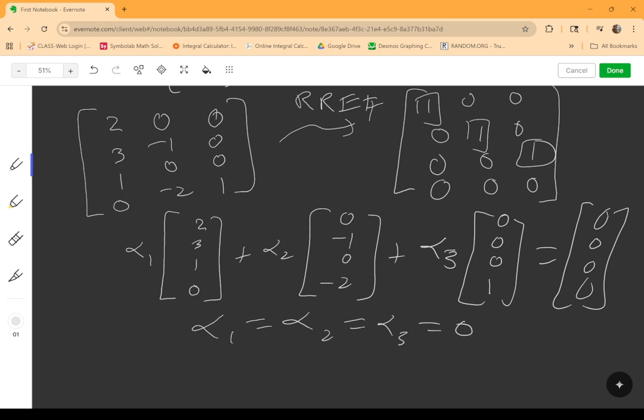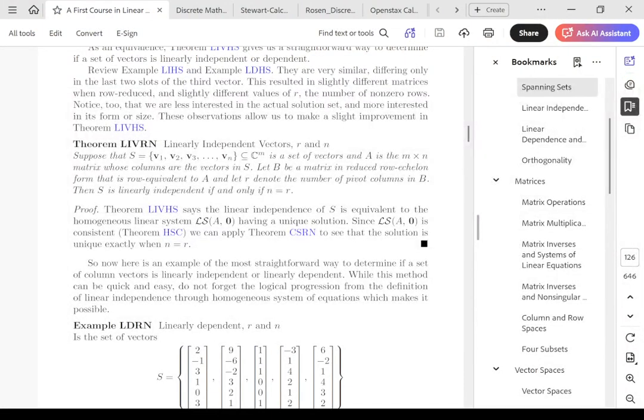That's going to bring us to our textbook here. Let me switch over. Theorem LIVRN, that's Linearly Independent Vectors, R and N. R is the number of pivot columns and N is our number of vectors. Suppose that S is a set of N vectors, a subset of C^n, and A is the m by n matrix whose columns are the vectors in S.